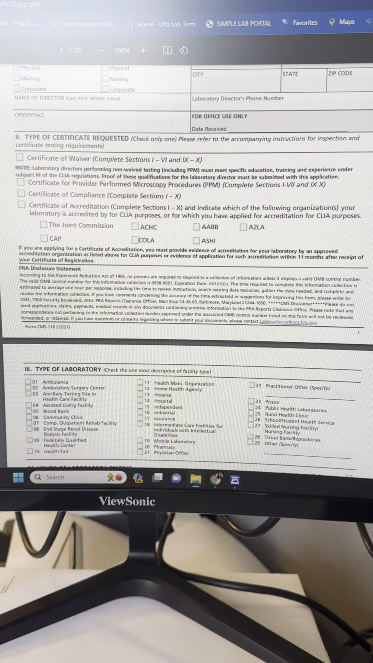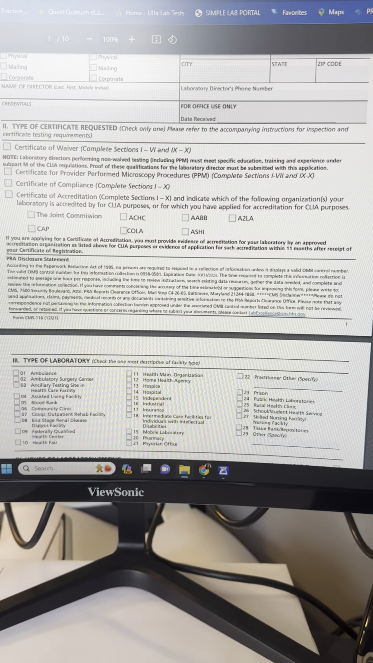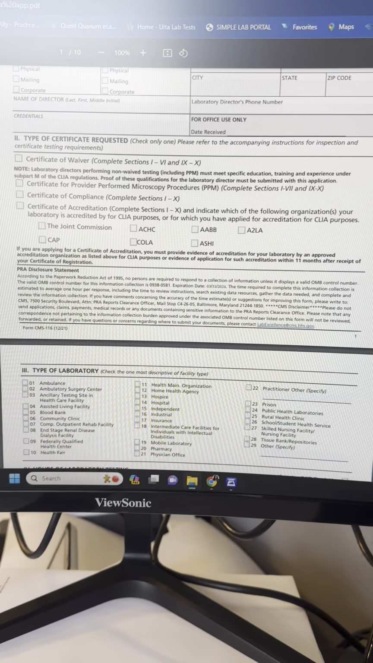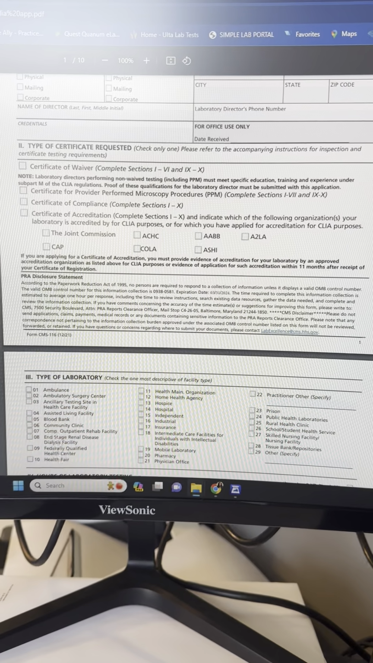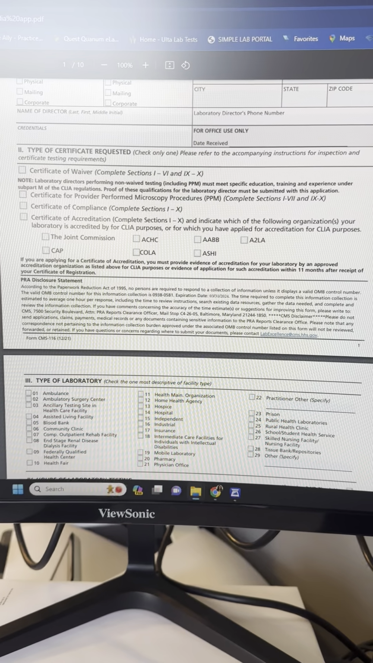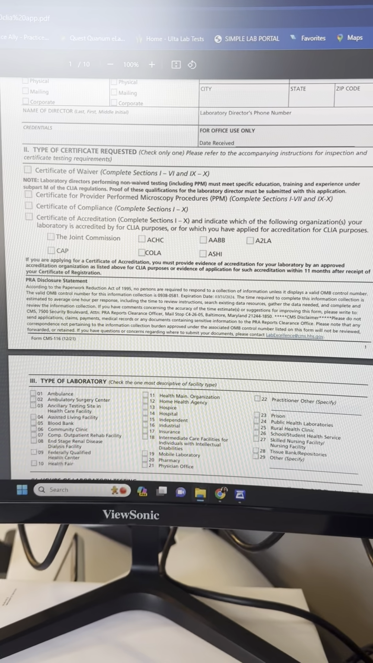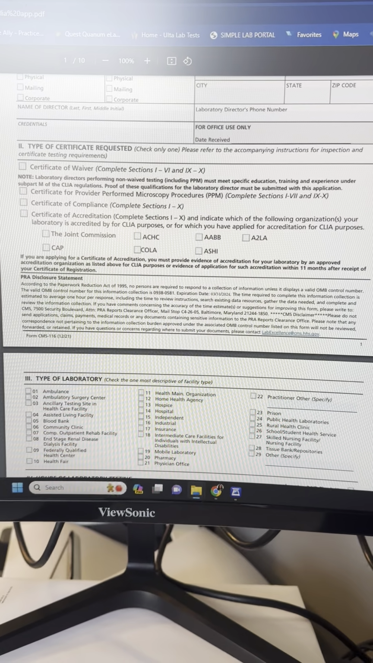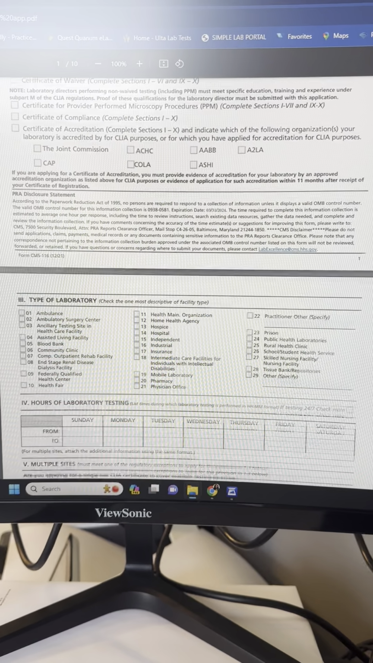Now, here, part 2 is asking, what type of certificate are you requesting? To what I know, the most common for individuals who are starting out with their sole business, myself, certificate of waiver, is the one I picked. Now, the next one is provider performed microscopic procedures, which is PPM. Usually those are found in provider offices. And there are other options, so if any of those apply to you, put a check mark near that box.